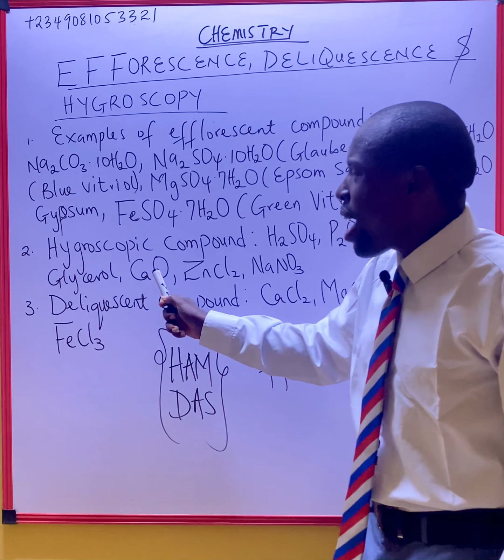Take note of the examples. We have sulfuric acid. We have what now? Phosphorus pentoxide. We have sodium nitrate. We have glycerol. We have quicklime.